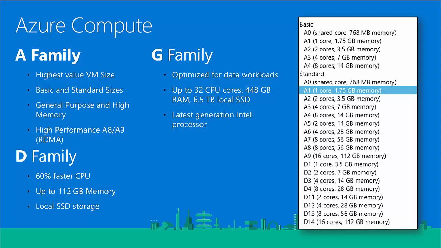The G family, sometimes referred to as the Godzilla family, is known for just massive data workloads. So you can go to crazy amounts of CPU cores, crazy amounts of RAM, terabytes in a local SSD. If you really need to do computationally heavy data tasks, the G family is really there for you. And it has a later generation Intel processor than the other families.